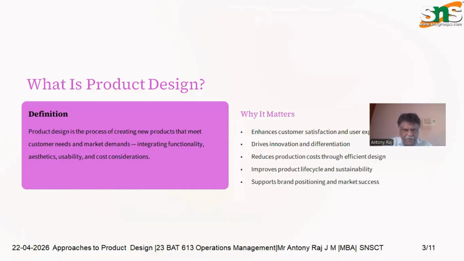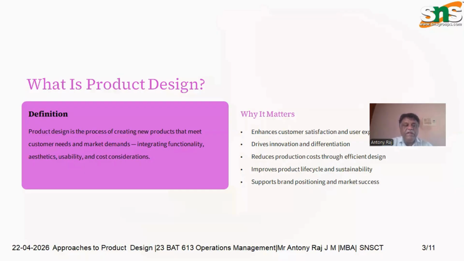So you want to break up the definition like this. First of all, it is a process. Product design is a process. And second, it's a process of what? It's a process of creating new products. And for the new products, what is the criteria? You can't just create a new product, right? You have to have some very clear criteria. So what are the criteria? They have to meet the needs of the customer, and second, the demand of the market.